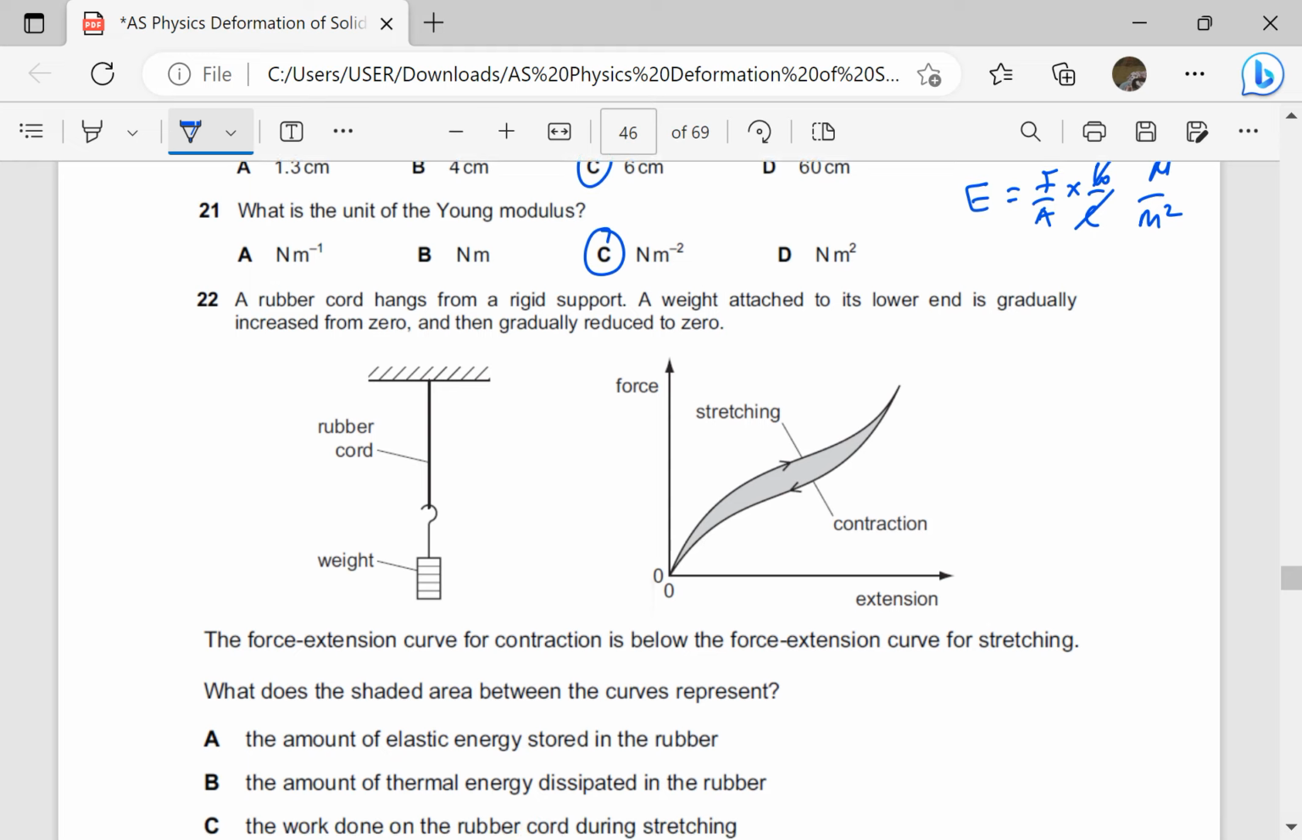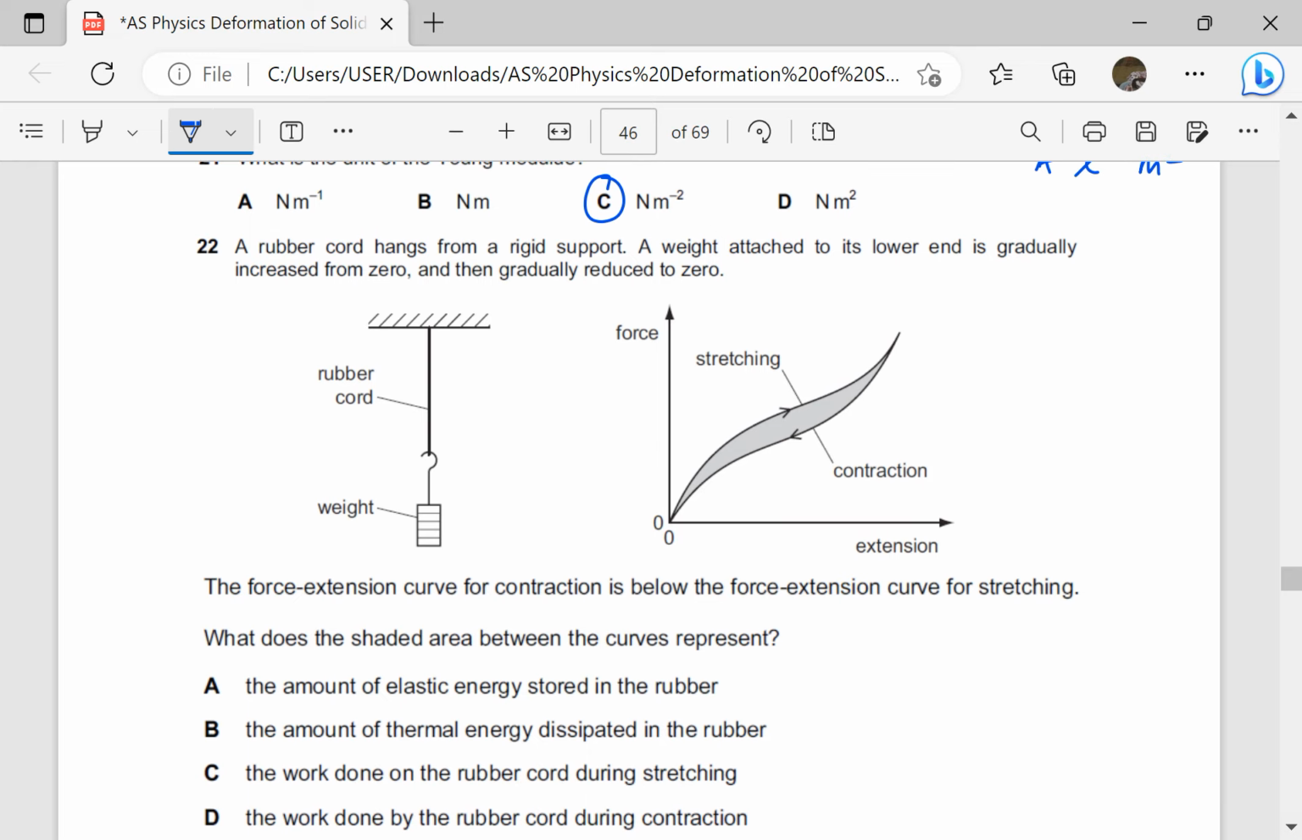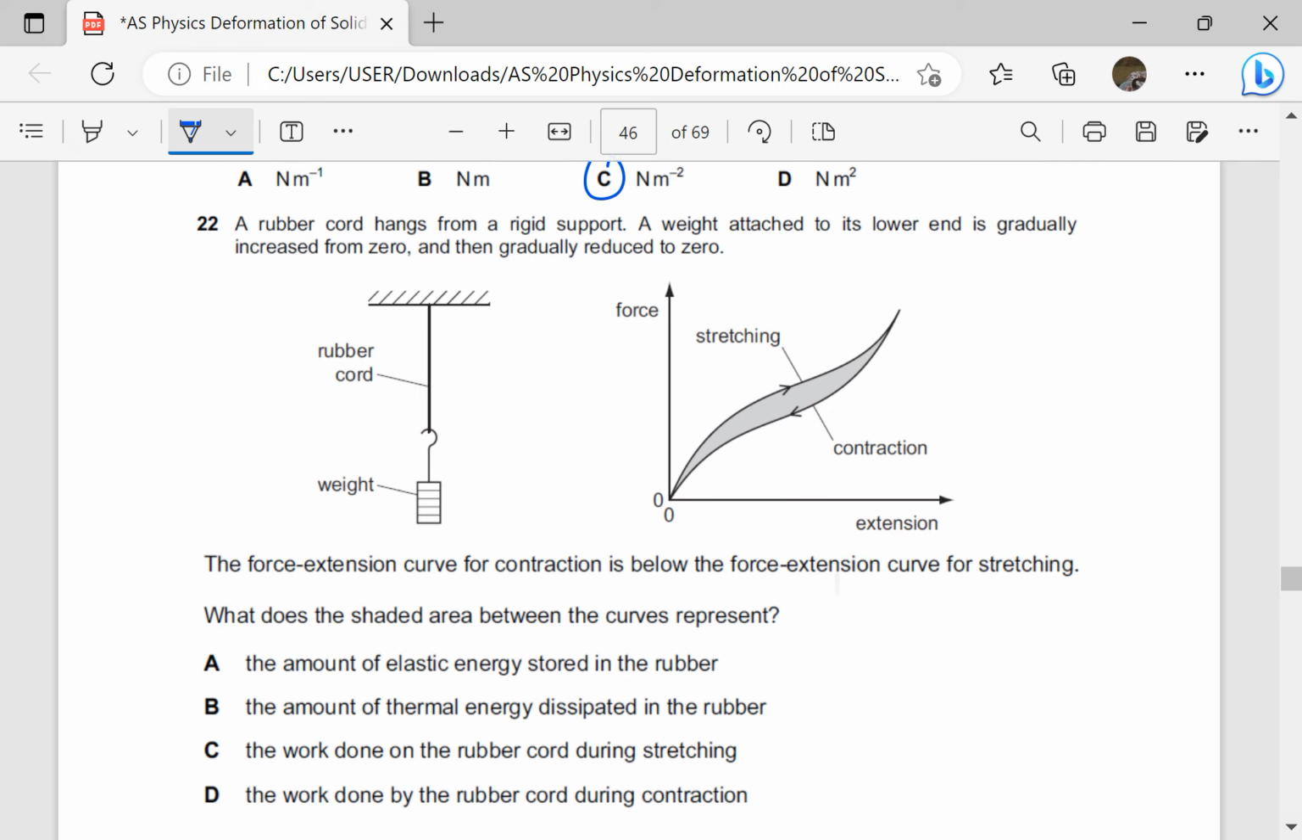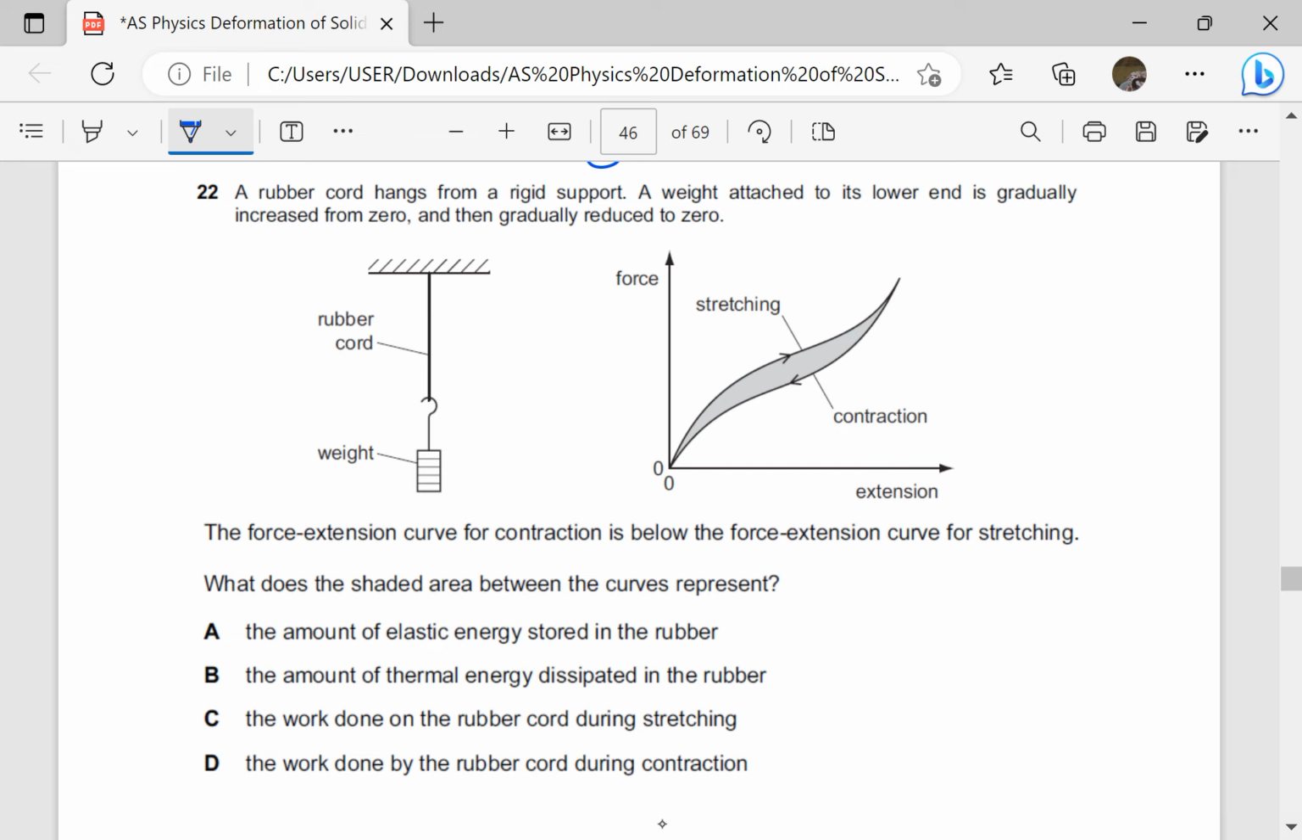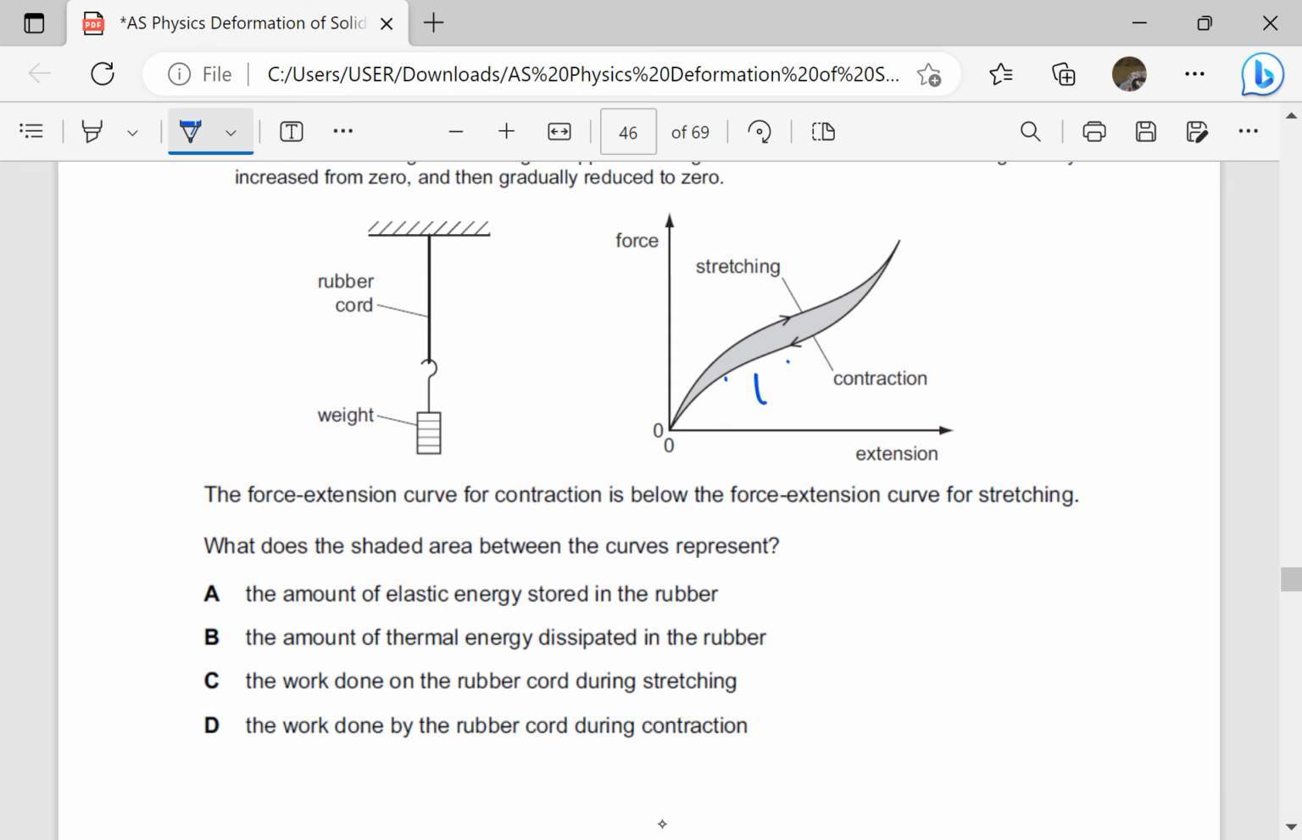A rubber cord hangs from a rigid support. A weight attached to its lower end is gradually increased from 0 and then gradually reduced to 0. The force-extension curve for contraction is below the force-extension curve for stretching. So down here is contraction, the other one is stretching. What does the shaded area between the curves represent?